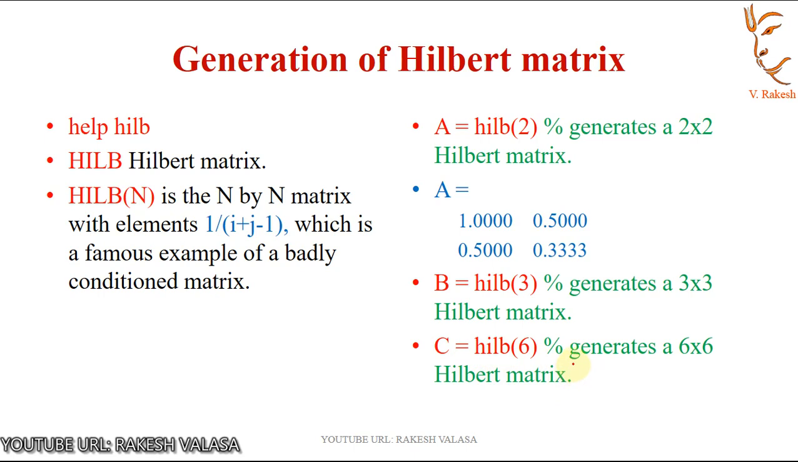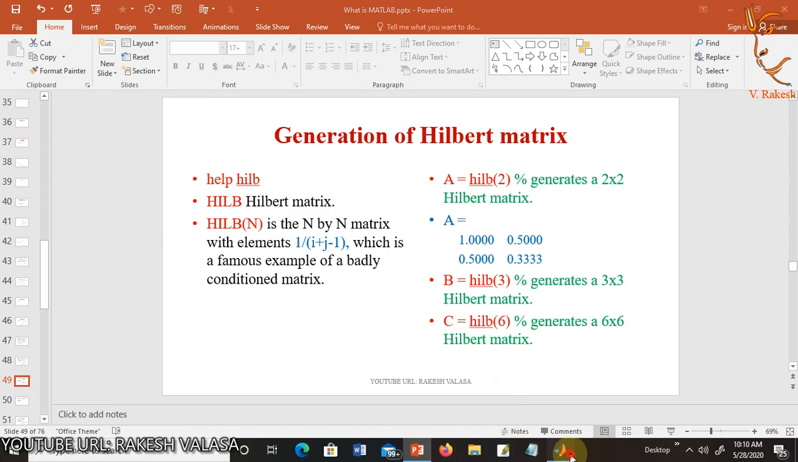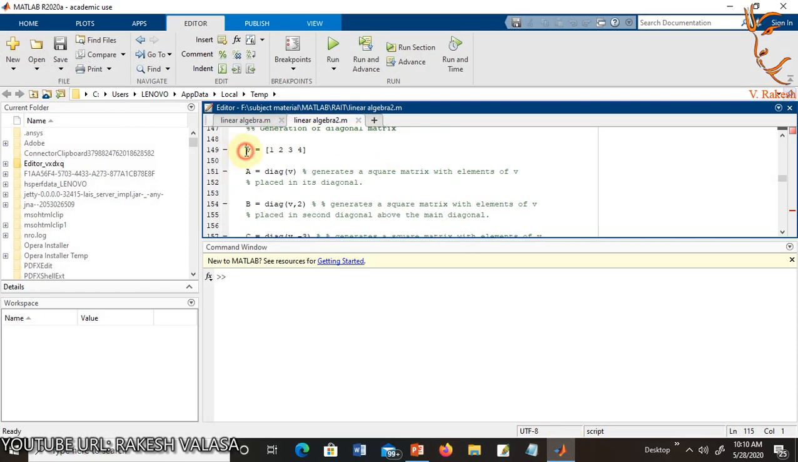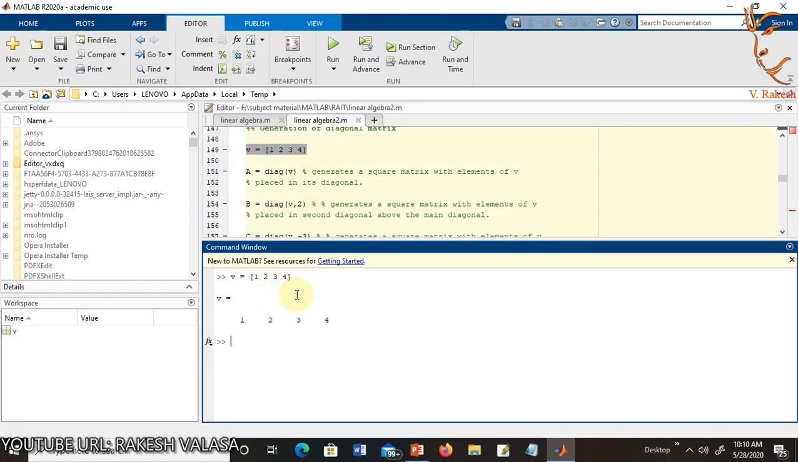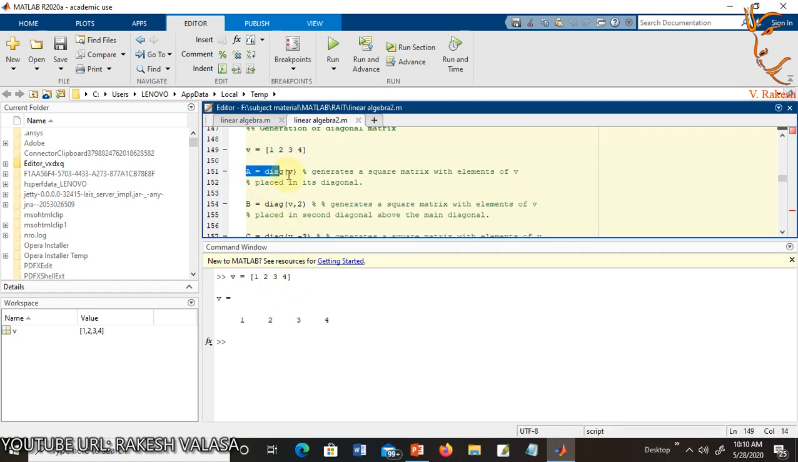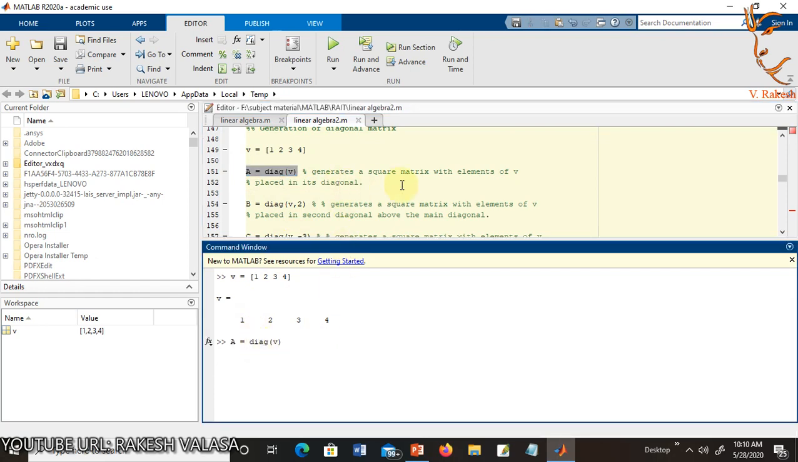Now we execute this syntax in MATLAB. Now opening MATLAB software. The first one is generation of a diagonal matrix. I am taking one variable, v equal to 1 2 3 4. Enter. A equal to diag of v. Now copy this and paste it in the command window. It generates a square matrix with elements of v placed on its diagonal.